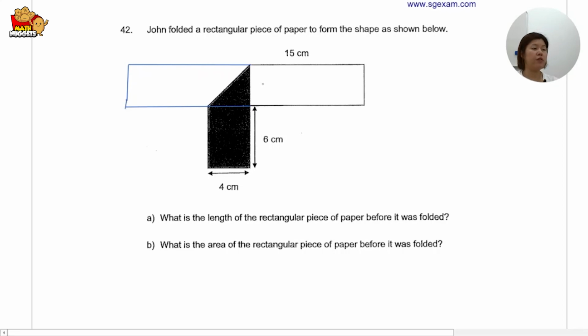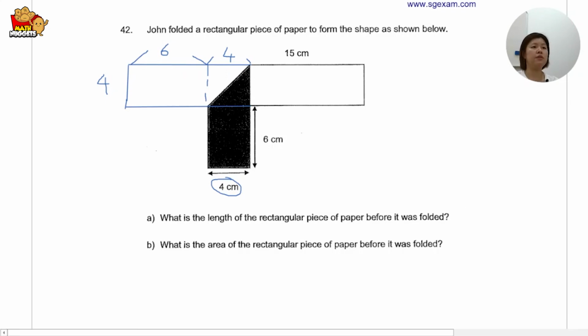Okay, so if I try to draw it back, means I unfold it. This 4 cm here is actually here, 4 cm. And this part, if you can see, this is also 4 cm. And this one, if I fold it back, is actually here, which is 6 cm. So what is the length of the rectangular piece of paper before it was folded?